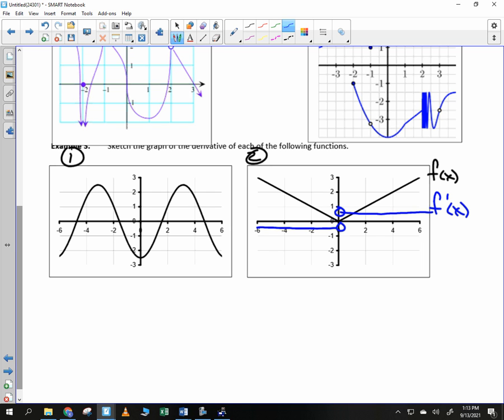So the blue is the graph of the derivative of the black. This will be confusing for you for about a day and a half, and it's really then going to click. Tomorrow we have some, I think, good learning activities that people have benefited from in the past.